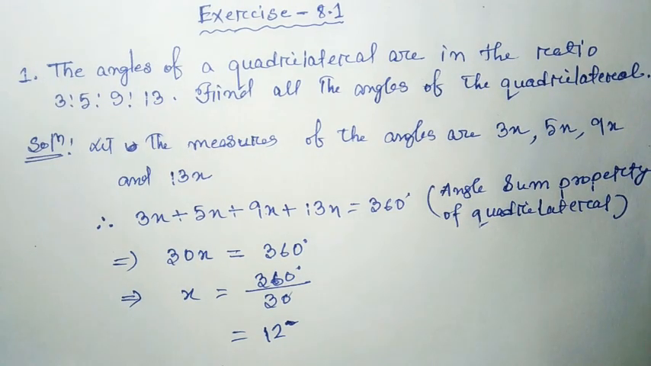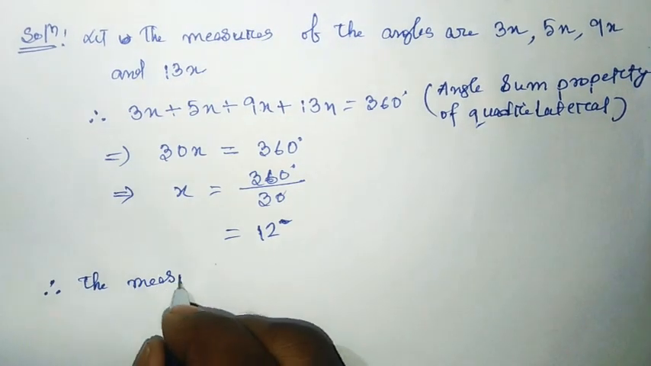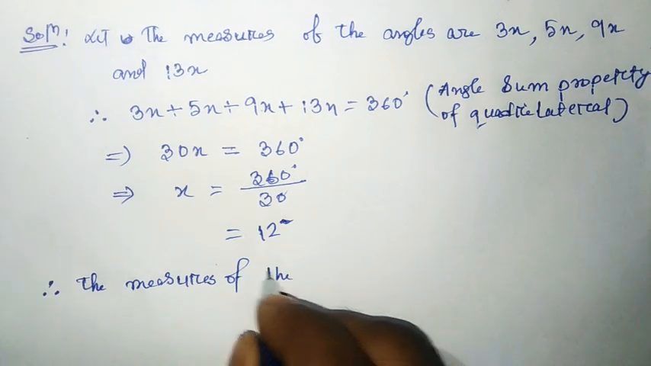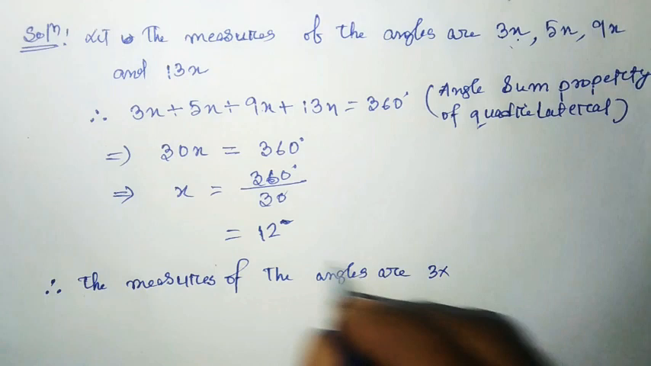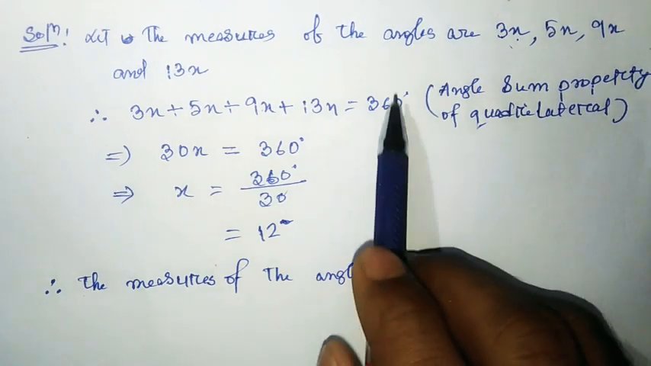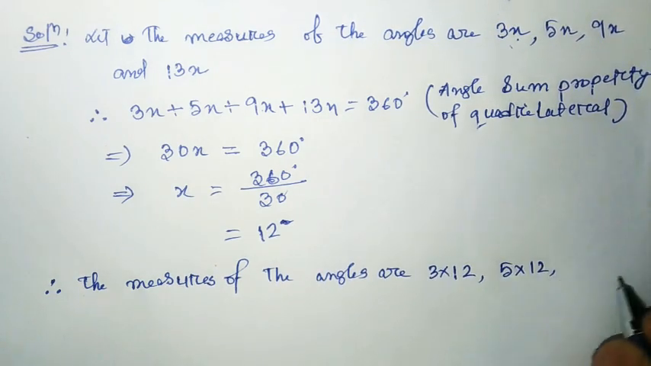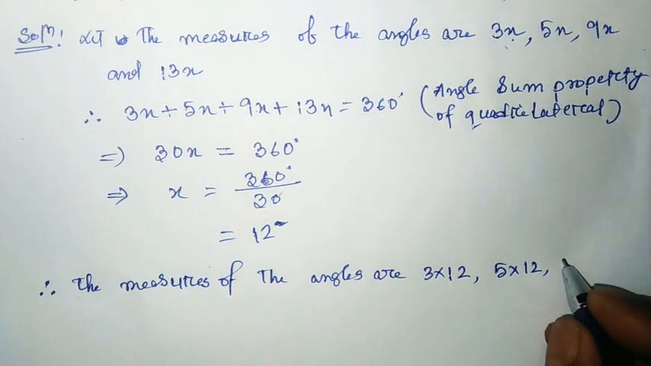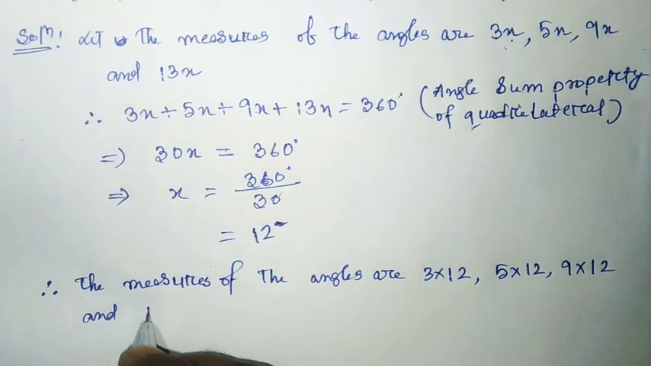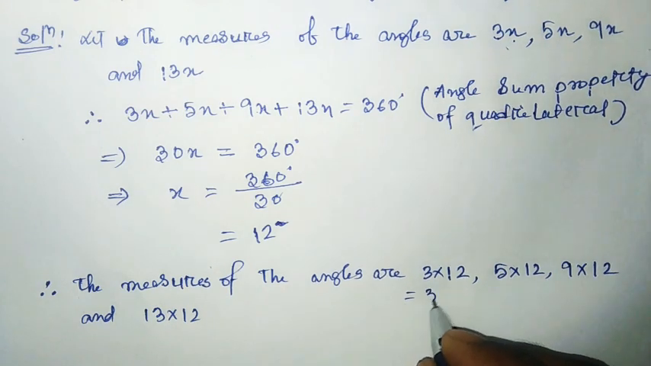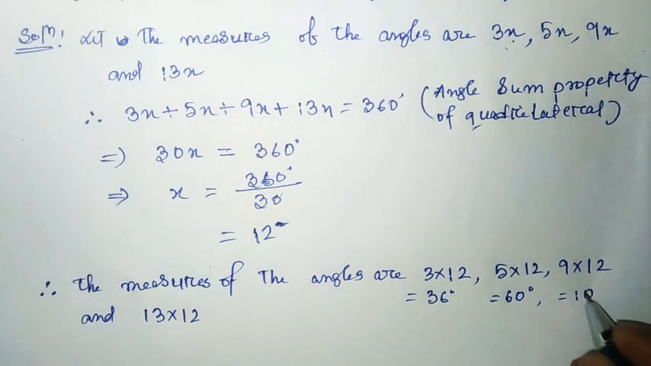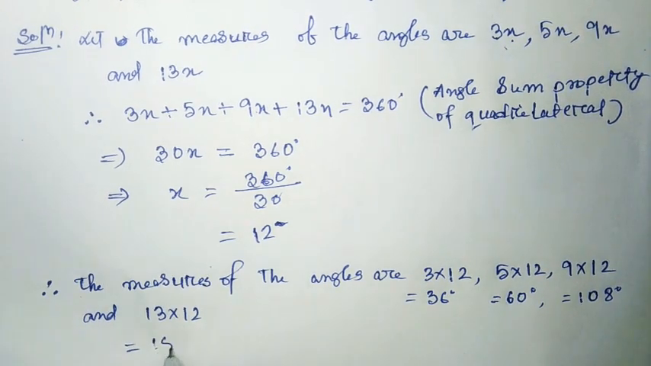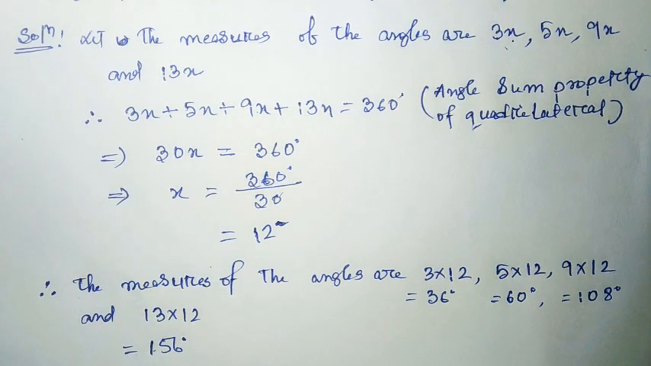Therefore the measures of the angles are, in the first one 3 into x, so 3 into 12, comma 5 into 12, comma 9 into 12 and 13 into 12. So it will be equal to 36 degrees, 60 degrees, 108 degrees, and 156 degrees. So in this way we can find the angles when the ratios are given. We'll next see the next one.